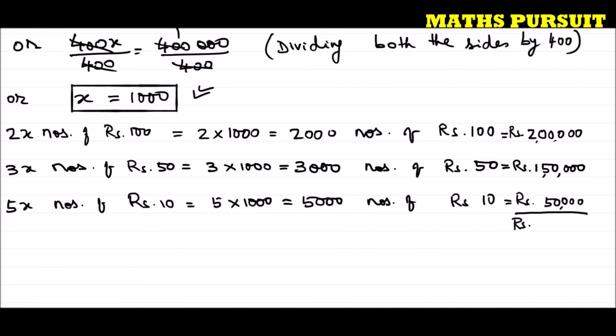So rupees 2 lakh plus 1,50,000 is 3,50,000. 3,50,000 plus 50,000 is 4 lakhs. So we got 4 lakhs. That means the calculation is correct.